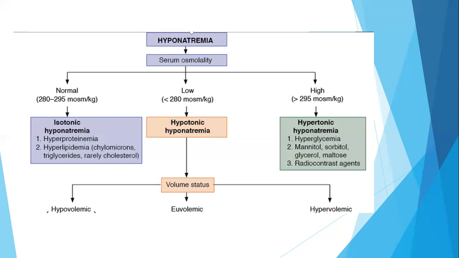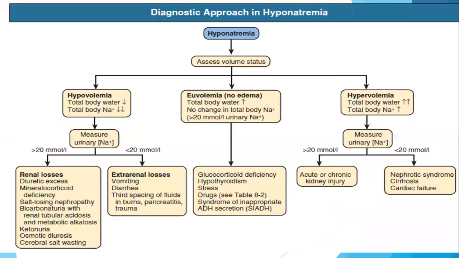We move on to further evaluate by the volume status. We see the volume status of the patients and divide hyponatremia further into three categories, either hypovolemic, euvolemic, or hypervolemic. If the patient is hypovolemic, we measure spot urinary sodium. If it is greater than 20, then there are renal losses, which can be due to either diuretic excess, mineralocorticoid deficiency, salt losing nephropathy, bicarbonaturia, ketonuria, osmotic diuresis, or cerebral salt wasting.